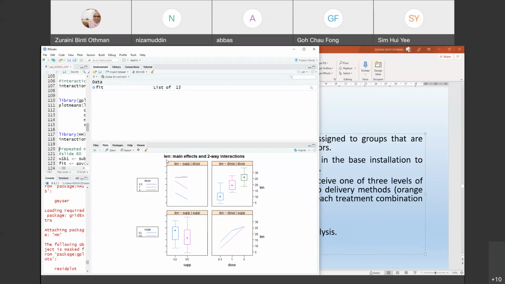We can plot it by using the main effect and the two-way interaction. This is how to visualize our result. Then here, can we continue?